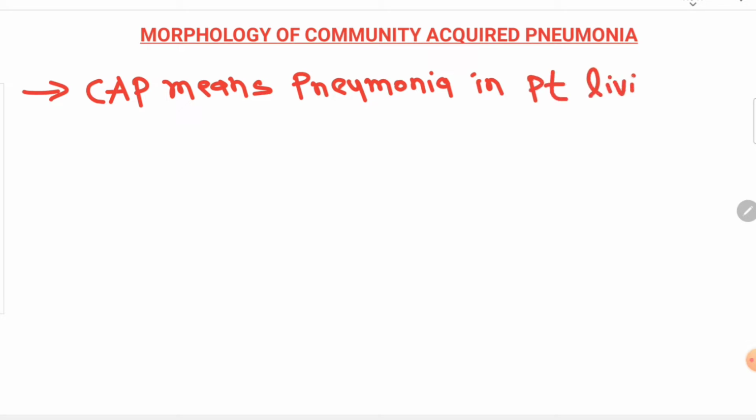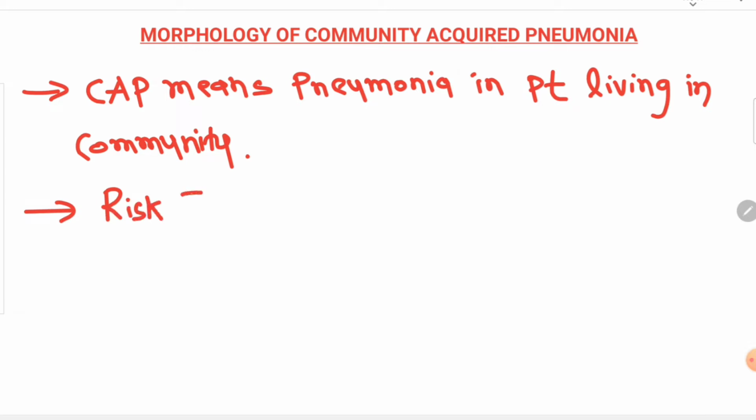Now first of all, what do we mean by CAP? Community acquired pneumonia means pneumonia in a patient living in the community. So the patient acquired pneumonia while living in the community, that is community acquired pneumonia.